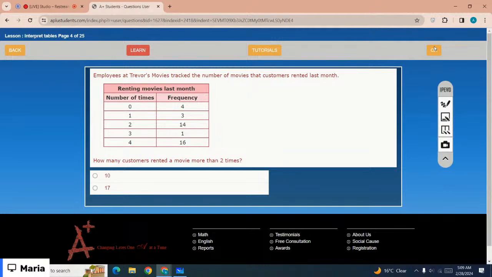How many customers rented a movie more than two times? So, more than two, you have three and four, right? You need to add their frequency. So, their frequency is 17. 16 plus 1, 17. The correct option is 17.